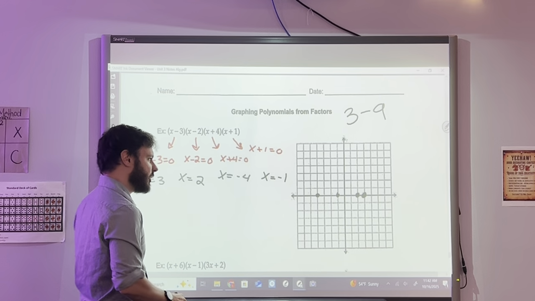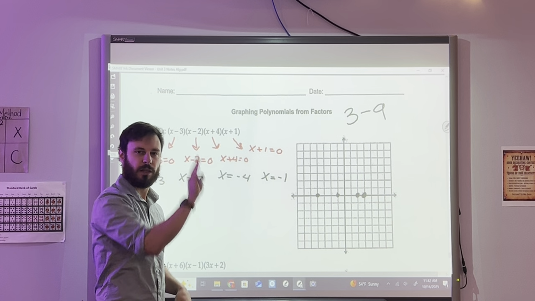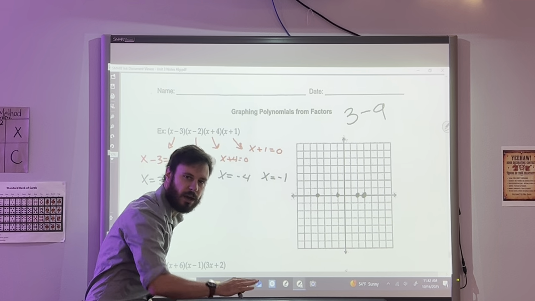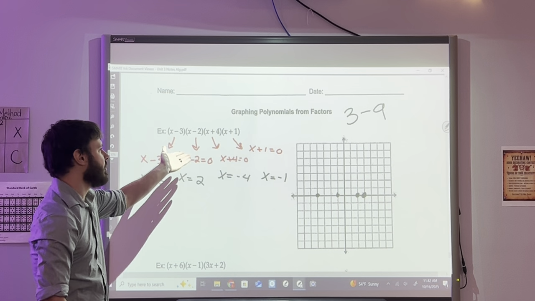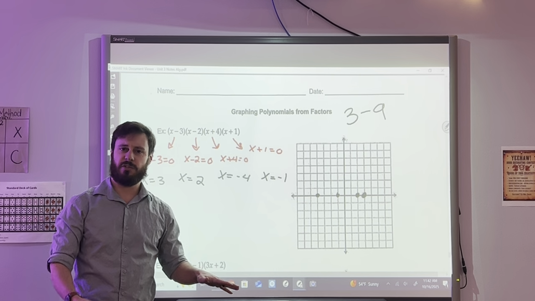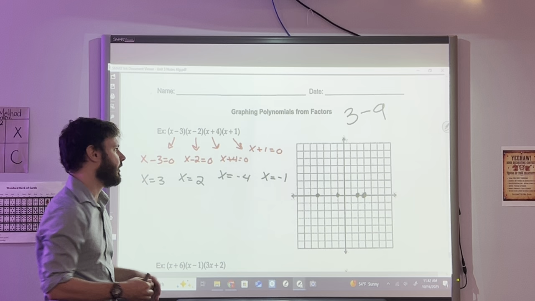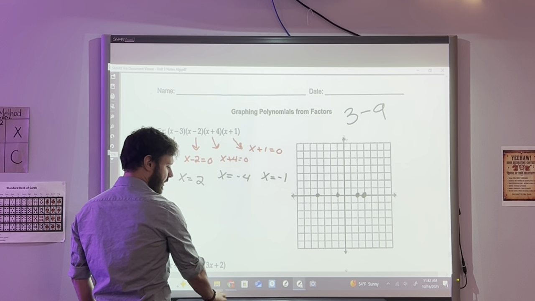And now I should have something spaghetti looking. It's going to look like a sea monster. It's going to go up, it's going to go down, it's going to be wavy. If you graph this in your calculator, it will be much more precise, but I'm not interested in that. I'm interested in the general shape of this.